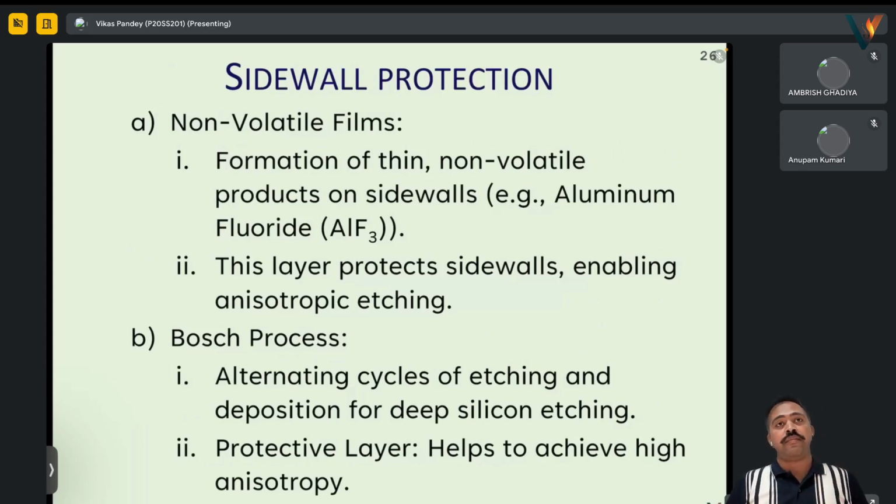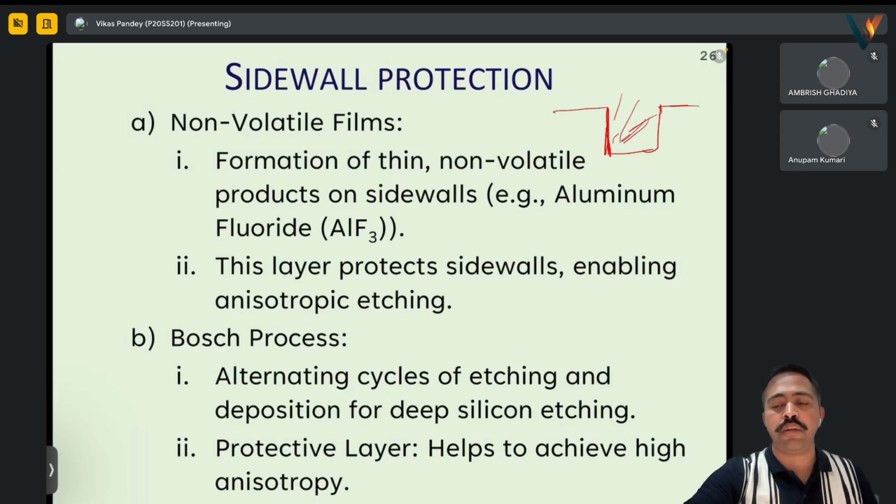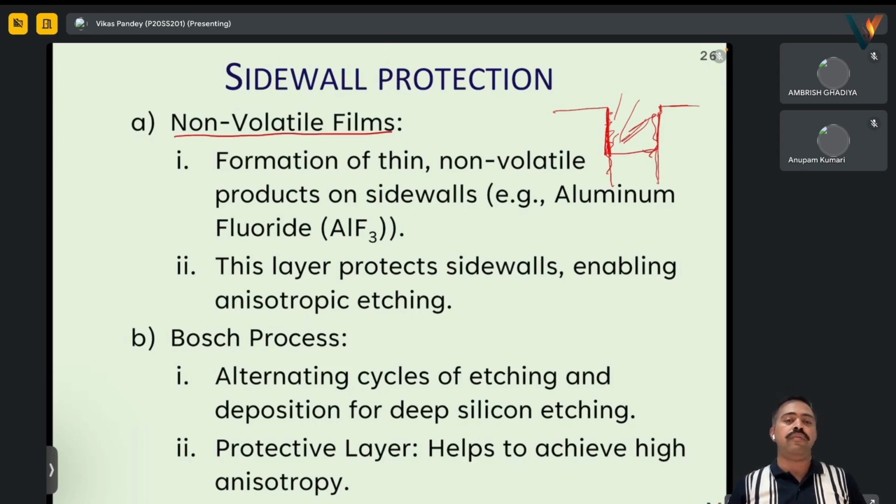Second is sidewall protection. We need not remove the sidewalls, because if we are talking about etching, we need to protect the sidewalls. Say we want to create vertical profiles. So if we want to go deeper, we need these sidewalls to be protected. In these cases, some non-volatile, that is stable, films are formed, like aluminium fluoride, and this will protect the sidewalls, enabling anisotropic etching.